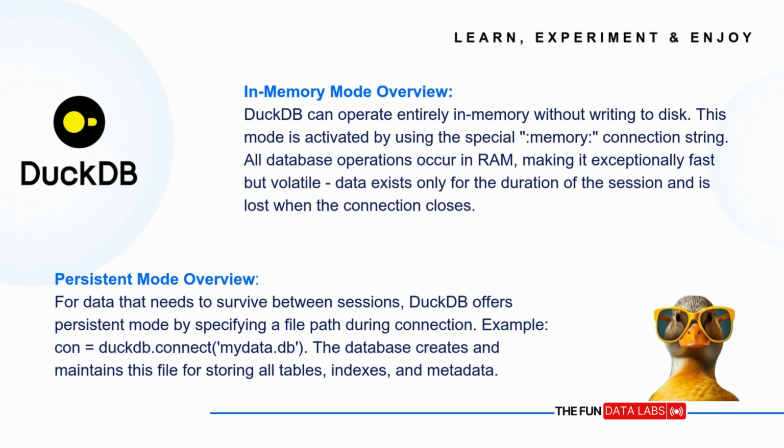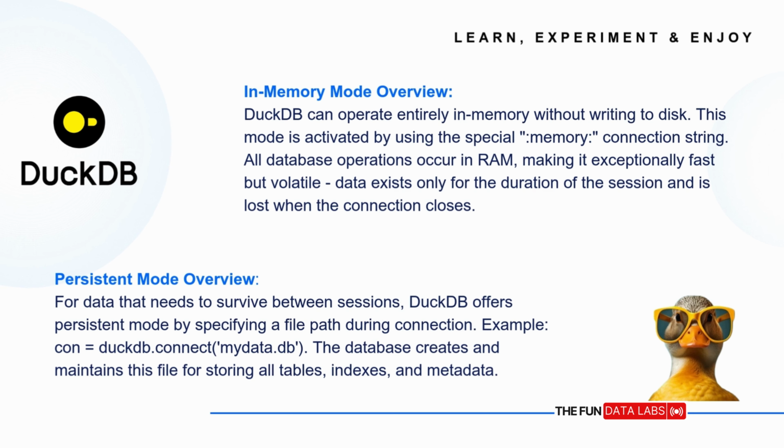For a persistent database, you simply provide a file path instead. Something like connection equals duckdb.connect('mydata.db'). With this approach, DuckDB creates a file called mydata.db on your disk, where it stores all your tables, indexes, and other database objects.